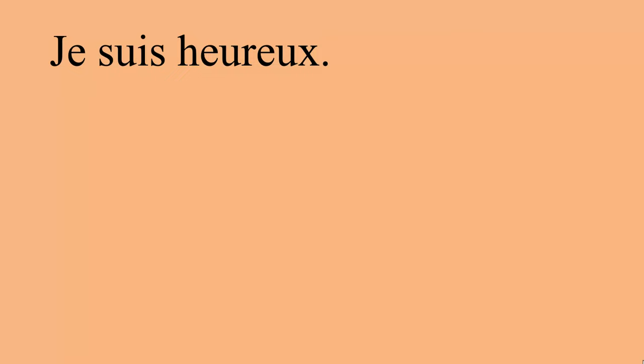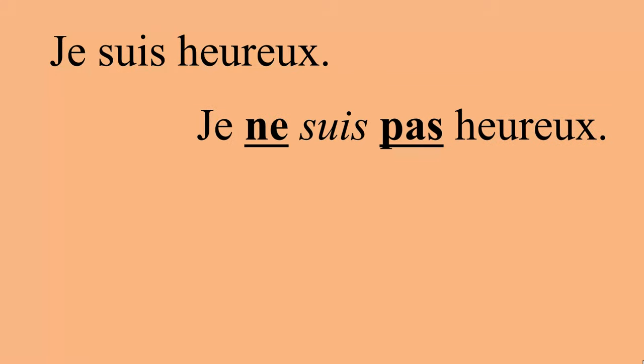The dots in between indicate where we put the conjugation of être: suis, es, est, êtes, sommes, etc. So, for example, je suis heureux. Je ne suis pas heureux. Here we have the ne before the conjugation and the pas after it.